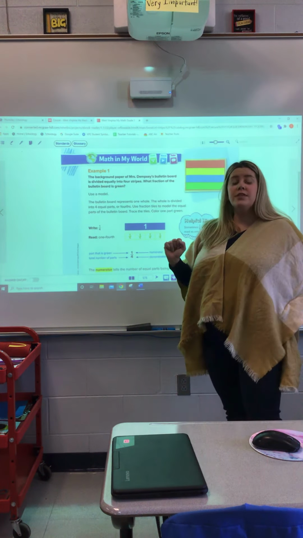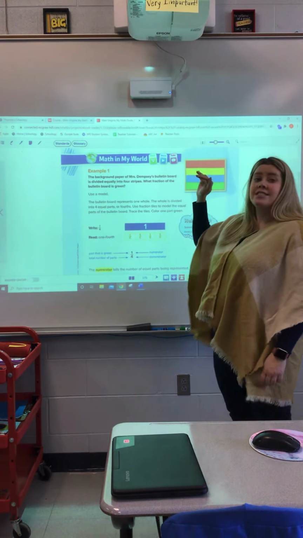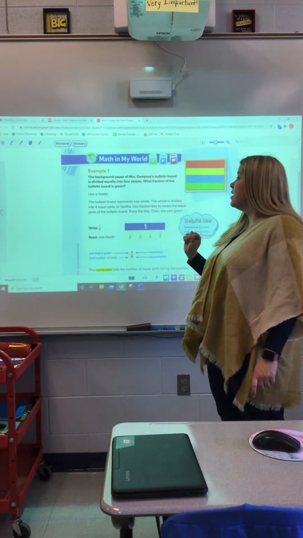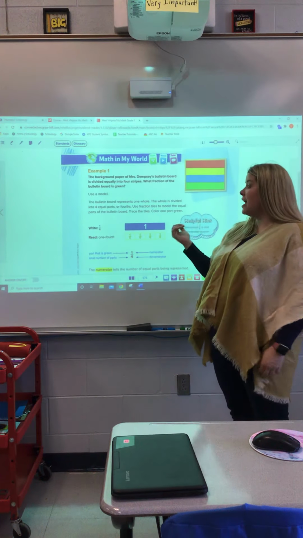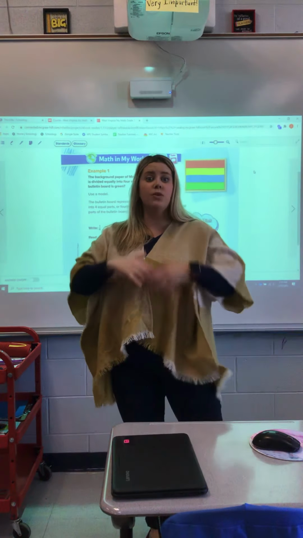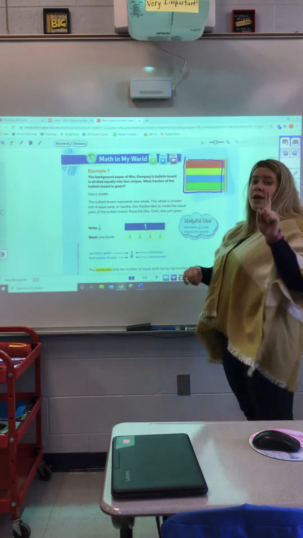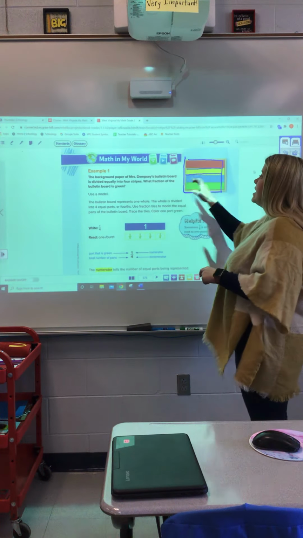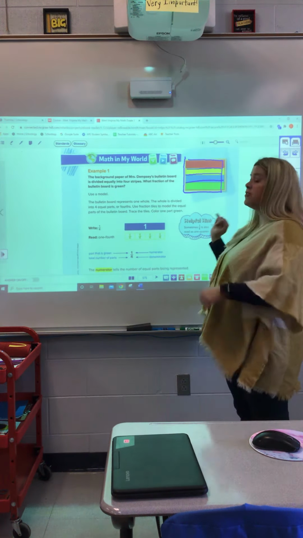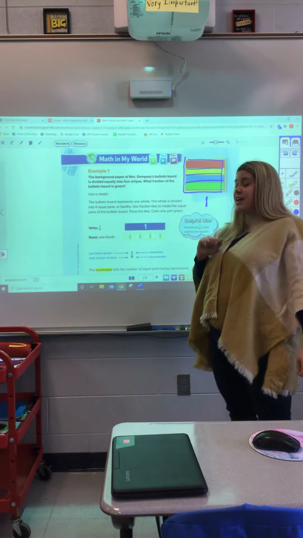The bulletin board represents one whole. So there is one bulletin board. It's divided into 4 equal parts, which we call fourths. They're talking about fraction tiles, but we don't have tiles, so we're just going to look at the picture. Here is my whole. That is one bulletin board. It's divided into fourths. How many of those fourths are green? 1. One of the fourths is green.